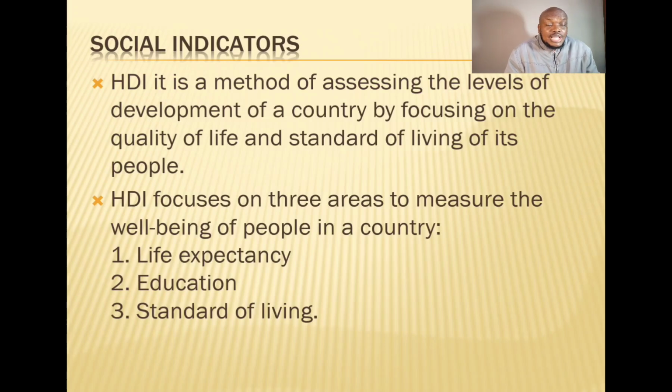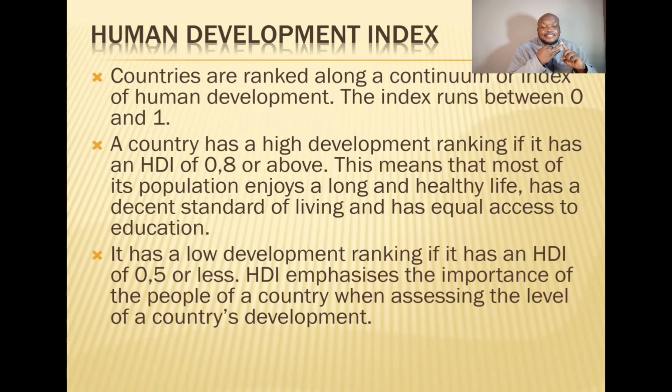Now let's look at social indicators. Among social indicators, we have what we call the Human Development Index. It is a method of assessing the levels of development of a country by focusing on the quality of life and standard of living of its people. The Human Development Index measures three things about the well-being of people in the country. It looks at life expectancy, education, and the standard of living.